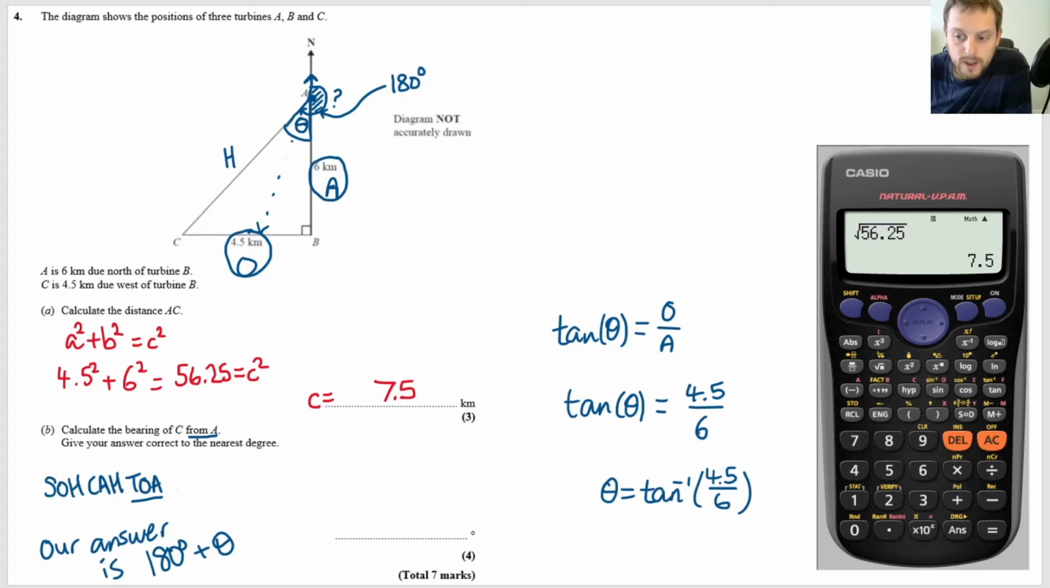So let's use the calculator again. So we're going to have to do tan inverse, so that's shift and then the tan button, of 4.5 over 6. And I might as well add 180 to it, because that's what my final answer is going to be. I'm in degrees, so this is going to give me the correct answer. So when I press equals, I get 216.869, blah, blah, blah. And it wants it to the nearest degree. So I'll round this up to 217.